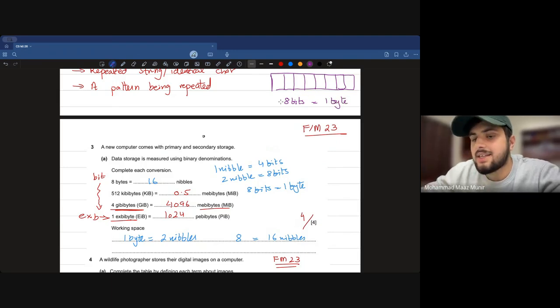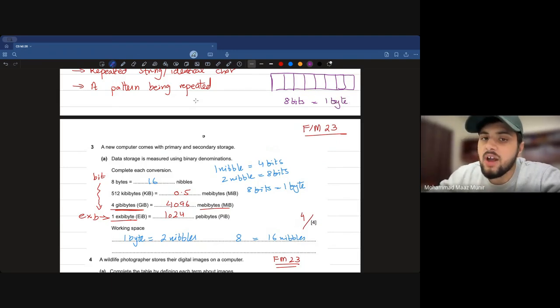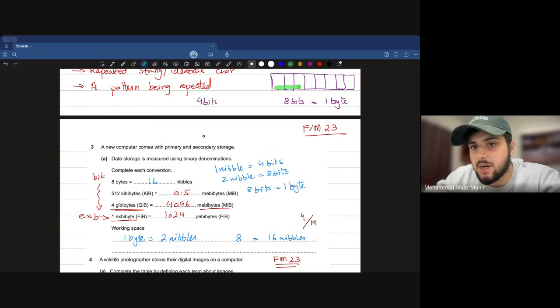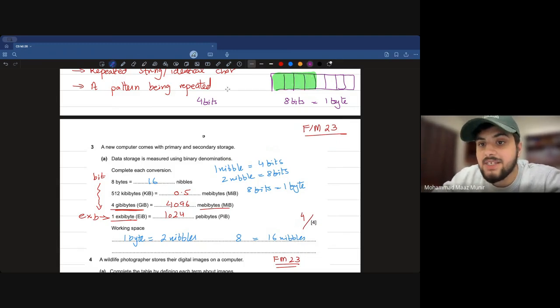Just the way we learned that 8 bits is equal to 1 byte, you also have to learn that when we have a group of 4 bits, so if I only consider these 4 bits, and I want to give this group of 4 a name, it's known as 1 nibble. So 4 bits is known as 1 nibble. It's something you have to memorize, that 4 bits equals 1 nibble. And now when we have 4 bits as 1 nibble, this automatically tells us that if I have 8 bits, which is equal to 1 byte, how many nibbles would it be? It's going to be 2 nibbles.